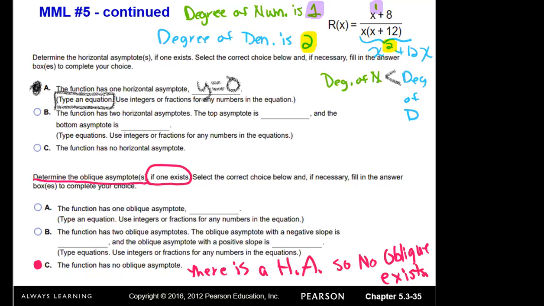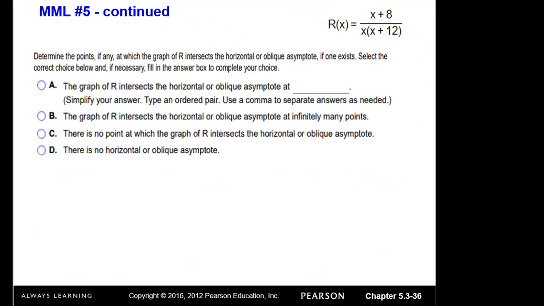All right. Next. They want you to figure out where the function would intersect with either your horizontal or your oblique asymptote. Determine the points, if any, at which the graph intersects the horizontal asymptote.